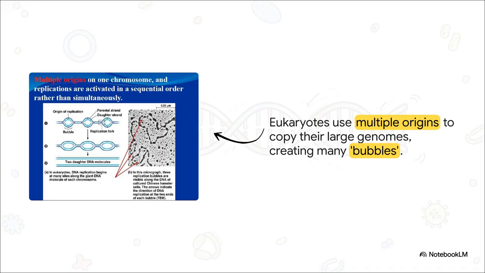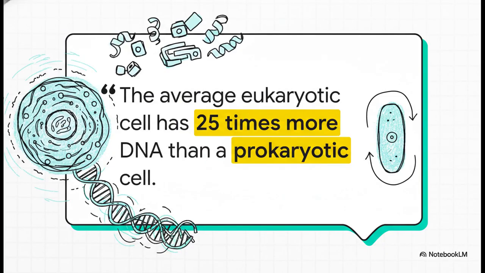So eukaryotes solve this by having thousands of origins of replication. Replication just kicks off at all of these points at once, creating thousands of these replication bubbles, just like the ones you see here. They expand and merge together until the entire massive genome is copied in just a few hours. The key takeaway here is just the sheer scale of it all. An average eukaryotic cell doesn't just have a little more DNA, it has 25 times more. This massive leap in the amount of genetic information required a complete overhaul of the replication strategy, from using thousands of origins to employing much more complex and specialized protein machinery.